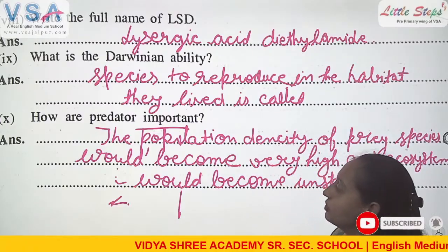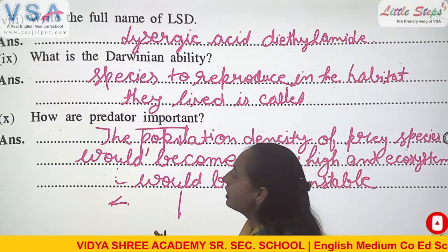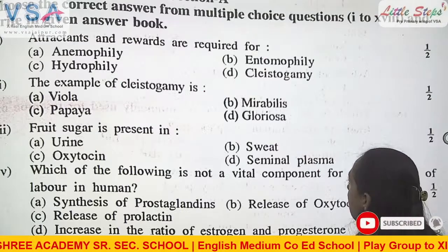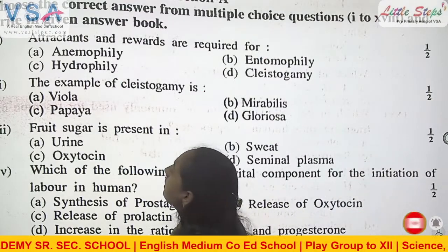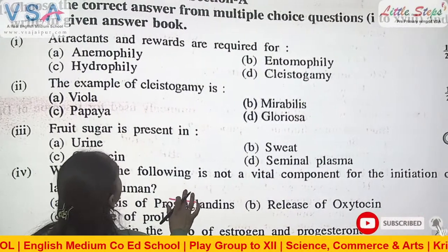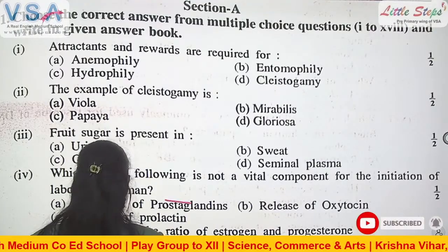Okay, now this is the predator importance. Now the next is, these are the MCQ questions of another model paper. Okay, now let's start.